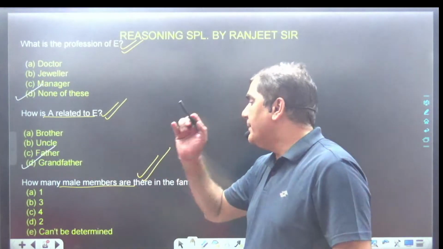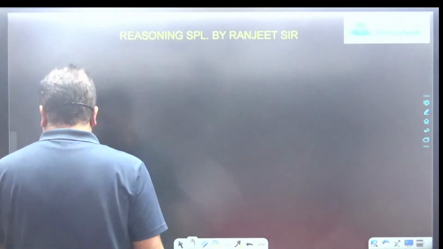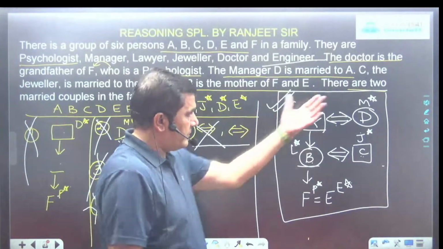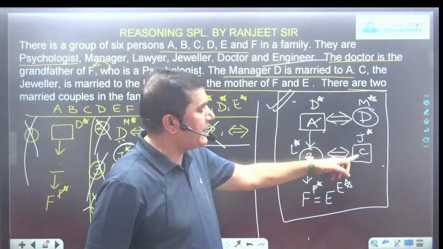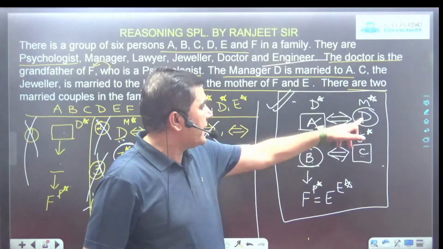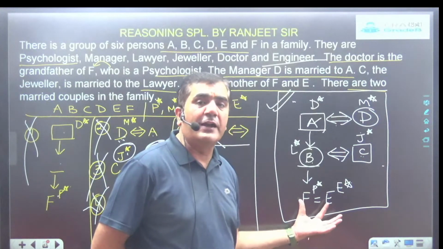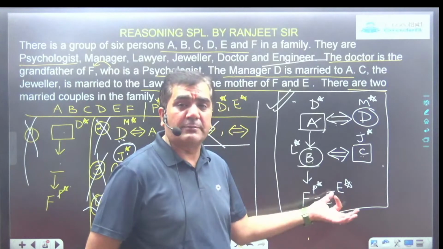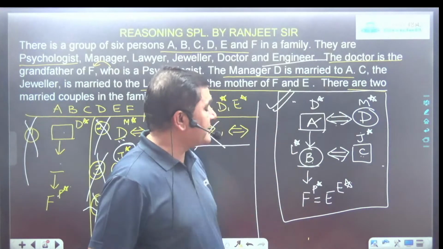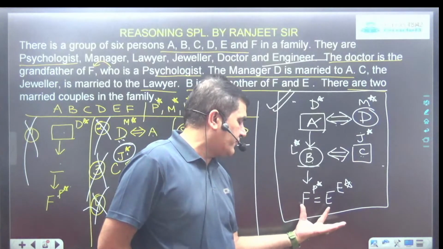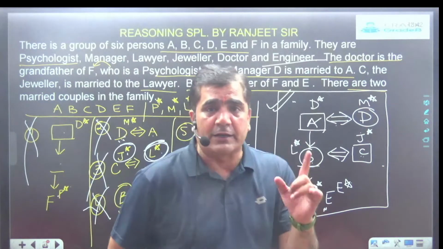Next one. How many male members are there in the family? See, from my family tree, what I can say is A and C are male. D and B are female. But I can't say about F and E. Whether F is male, E is male, or both are female, I can't say. Out of 6 persons, I am not aware of the gender of these 2 persons. So the answer should be cannot be determined.